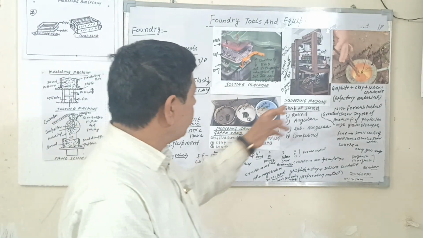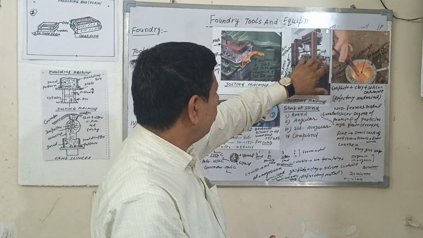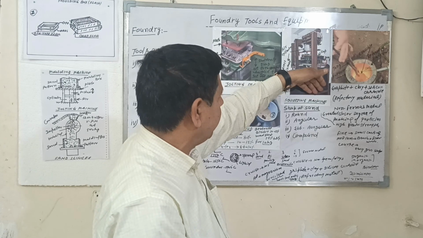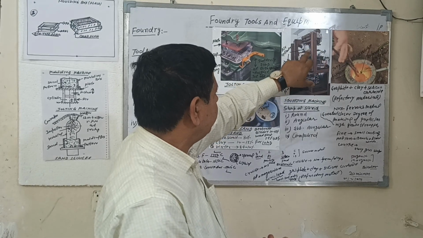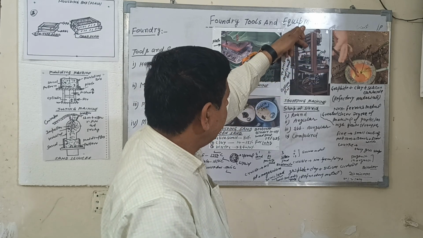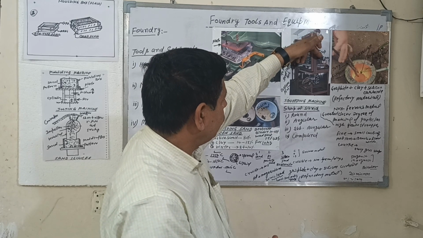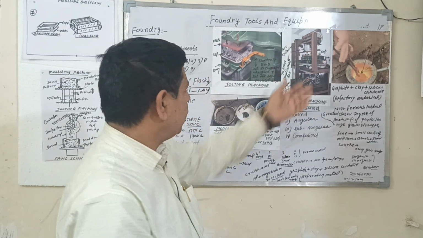Second number is squeezing. In this process, the molding box is not dropped again. The sand is packed with the help of an air cylinder. This is a plate; the plate touches and presses with the cylinder. So the sand is packed in the core box to make mass production.